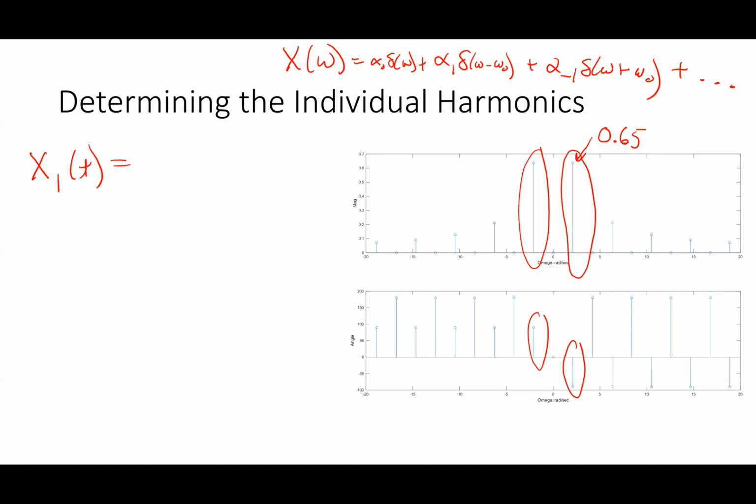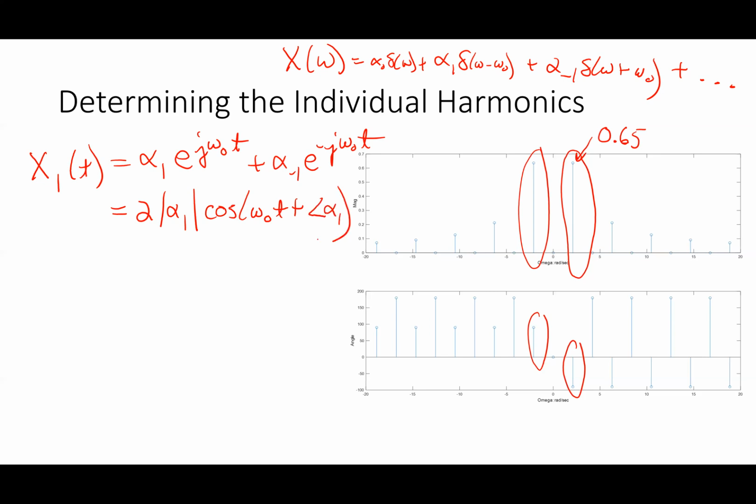Yeah, so I would basically look at this and say, well, let me take the alpha 1 term, that's alpha 1 e to the j omega naught t plus alpha minus 1 e to the minus j omega naught t. And that should equal what? Well, it'd be 2 times the magnitude of alpha 1, cosine of omega naught t plus whatever the angle of alpha 1 is, like that. That would be the first harmonic term.